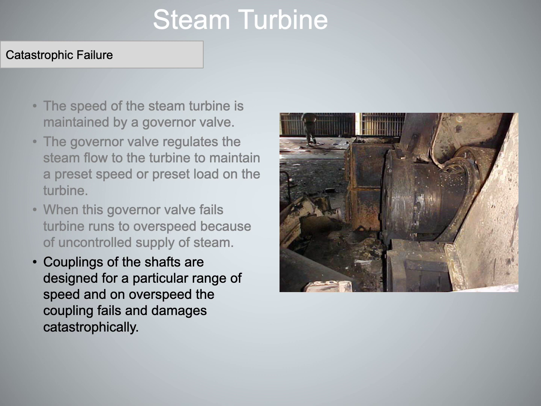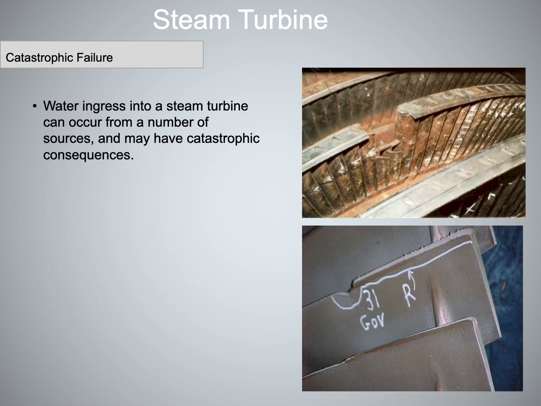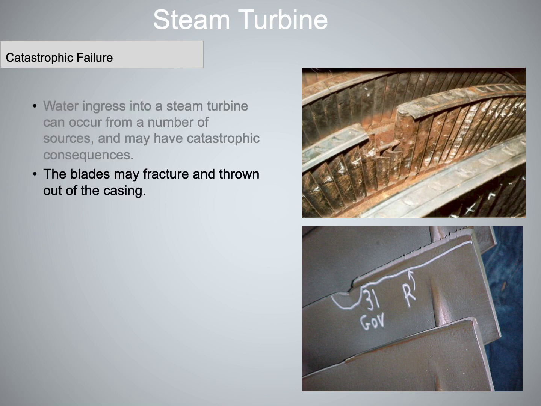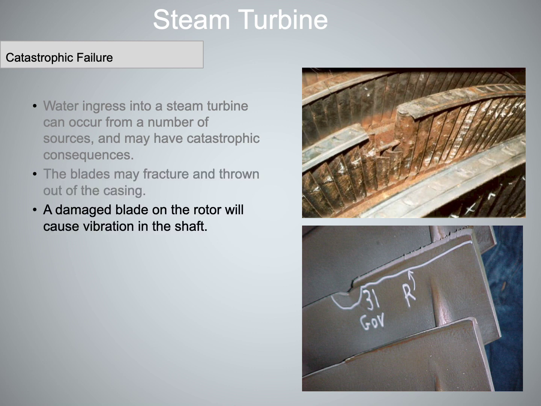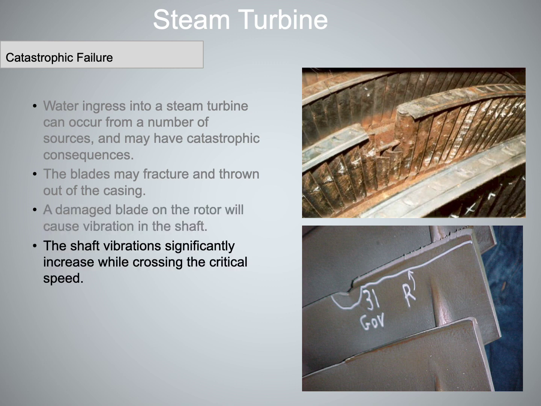Couplings of the shafts are designed for a particular range of speed, and on overspeed, the coupling fails and damages catastrophically. Water ingress into a steam turbine can occur from a number of sources and may have catastrophic consequences. The blades may fracture and be thrown out of the casing. A damaged blade on the rotor will cause vibration in the shaft.